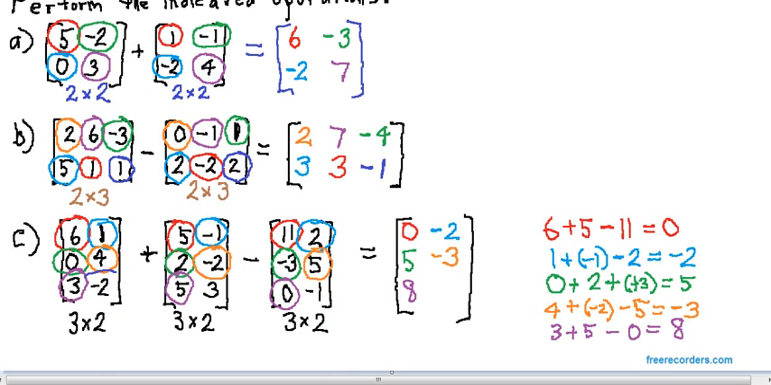And finally, row 3, column 2. So you add the first two and you subtract the third. Negative 2 plus 3 is positive 1. And now we have 1 minus negative 1, and that's the same as 1 plus 1, which is 2. That is the answer to part C.